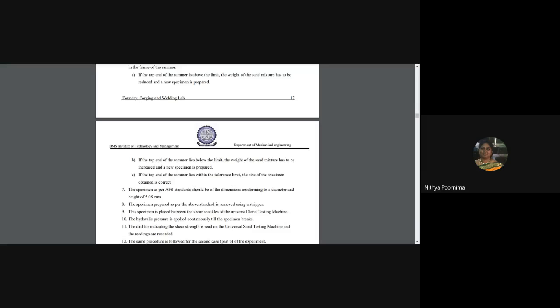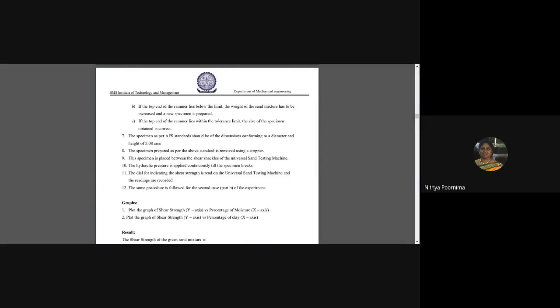Then the moment from the stripper, you remove your sand sample, then take it to your UTM machine, then apply hydraulic pressure continuously till you apply the specific brakes. Then use the dial indicator for taking down your values. Like this, for various percentages, you're going to prepare the specimen. You keep ramming it and take it to your UTM and take all the values.